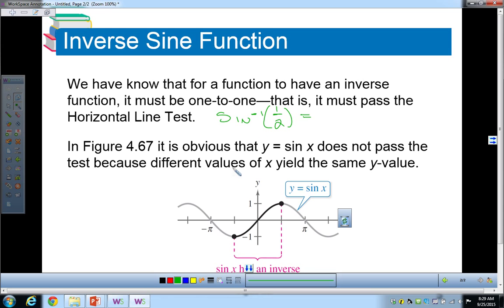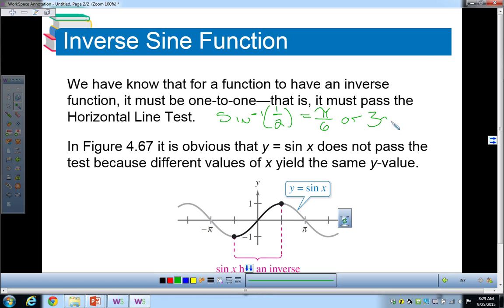This is where you kind of have to know your unit circle pretty well. Anyone know what that is? Anyone can tell me what that is? Colton? Yeah. Sine is 1/2. That is 30 degrees, or pi over 6 radians. So that's going to be equal to pi over 6 or 30 degrees.